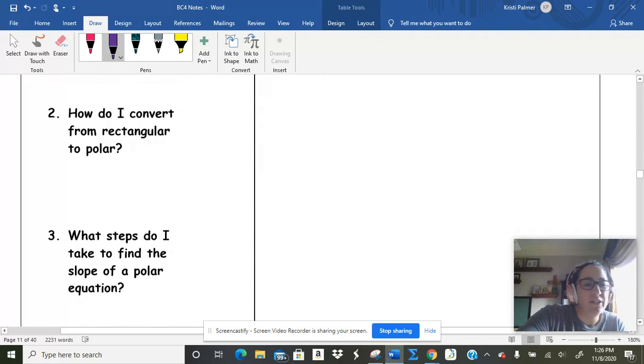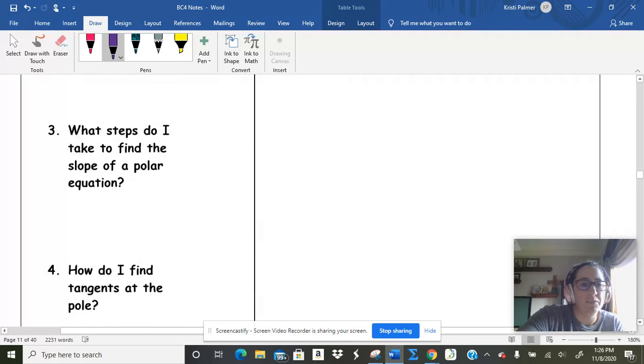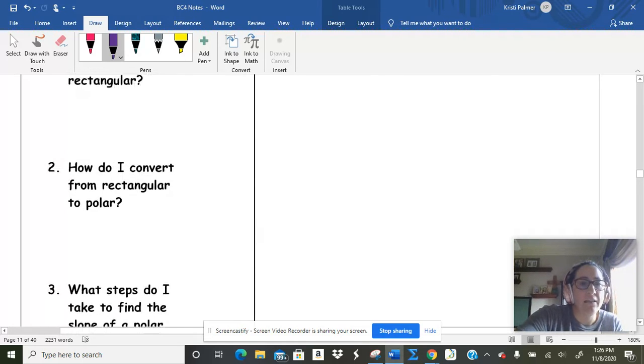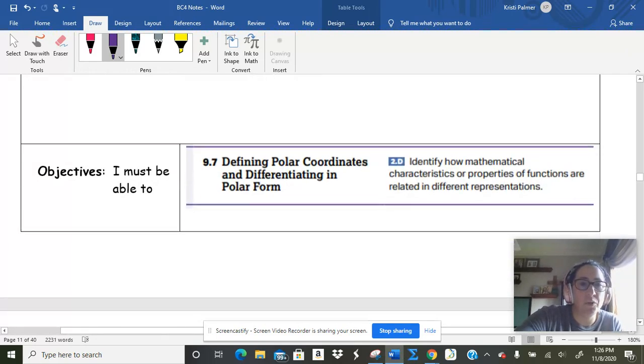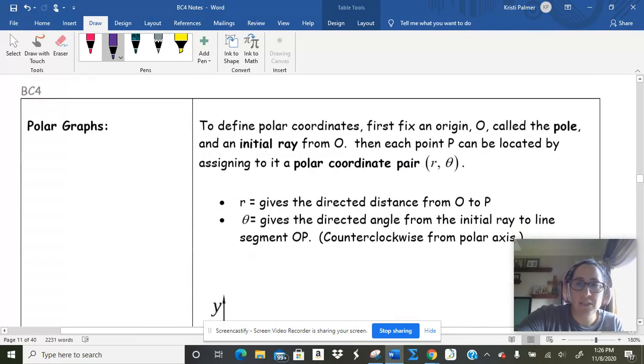So we're going to start with some of the basics. We're going to get some slopes, some tangents at the pole, kind of trying to sketch a little bit, converting back and forth. We're going to start with some pre-calc first and then move on.